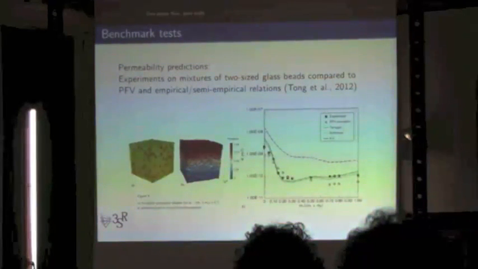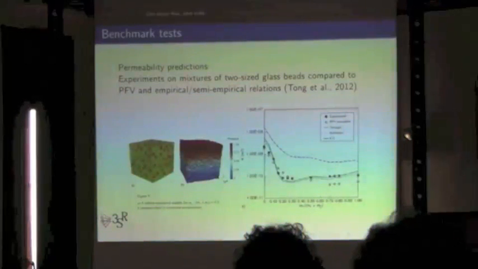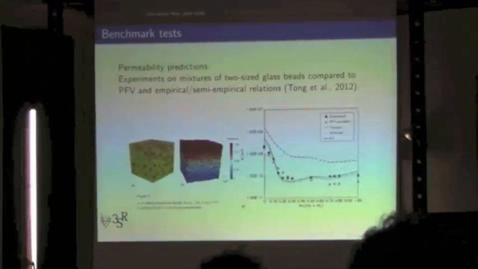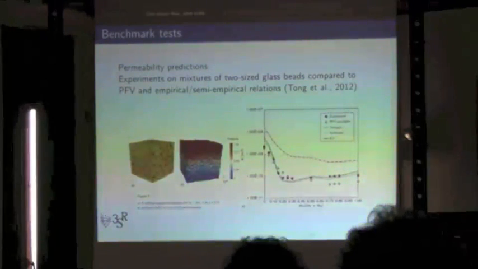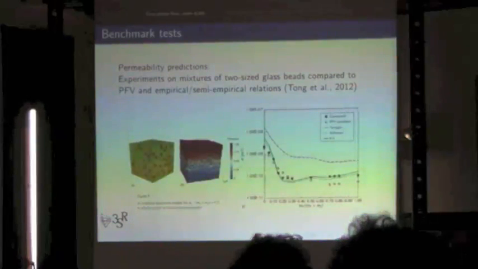We made permeability measurements in mixtures of glass beads of different sizes. For instance, here you have small yellow beads mixed with big, large red beads. And depending on the fraction of small and big beads, you measure a different permeability, and you predict it with the numerical model. The experiments are the dark dots, the simulation the gray dots. It's not perfect. There is sometimes a ratio of 2 between the experiment and the simulation. It's not perfect, but not that bad.